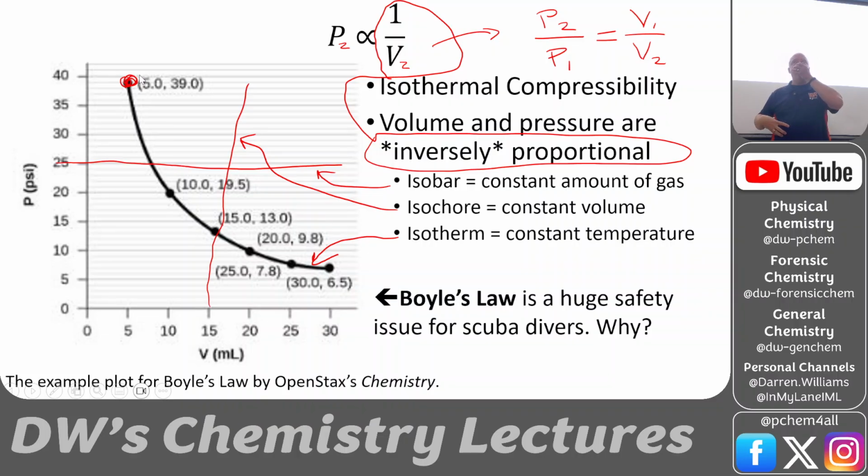And if I hold my breath while I ascend, the pressure's dropping. And what's that gas doing? It's wanting to expand. If I go, in this case, this is a dramatic ascent from 40 psi to 5 psi. As the pressure drops, look what happens to the volume. It goes from 5 to 30. And that could burst my air sacs, and it's called an air embolism. So it can be really bad.